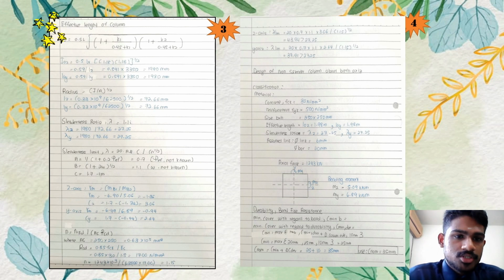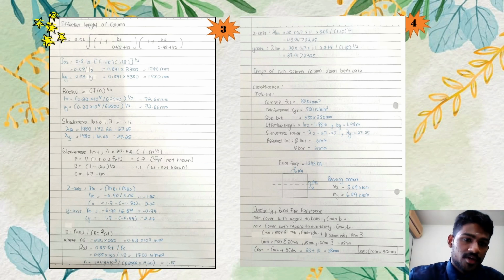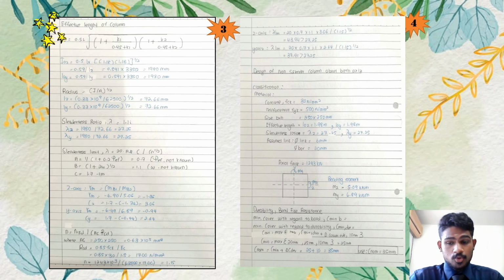Okay, now I'm moving to the effective length of column, where we are going to use the formula l0 = 0.5l × sqrt[(1 + K1/(0.45 + K1)) × (1 + K2/(0.5 + K2))]. So the l0z that we will get is 0.591 times 3350, equal to 1980 millimeter. And also the l0y that we are going to get is 0.591 times 3350, equal to 1980 millimeter.